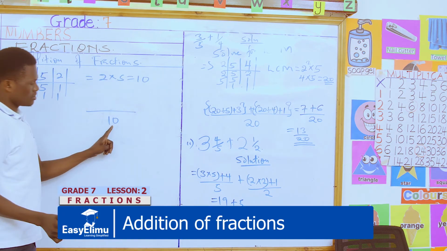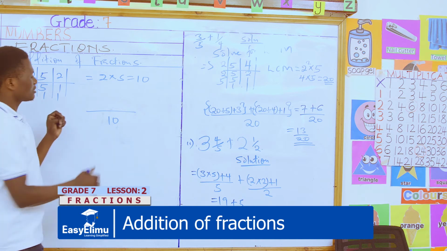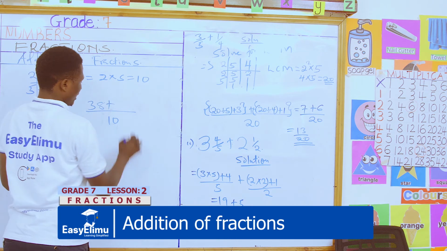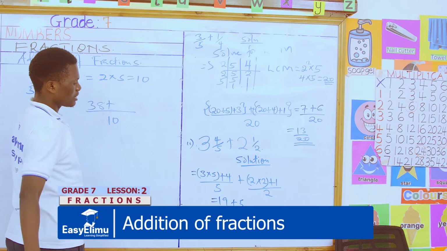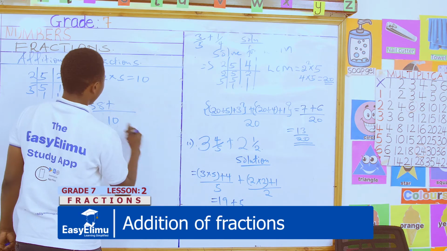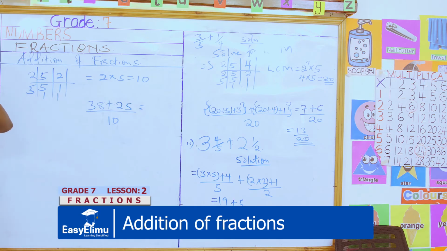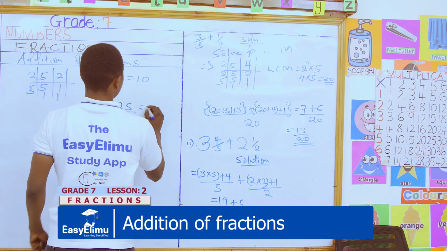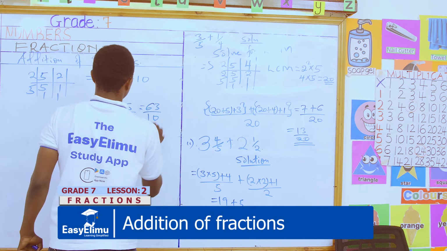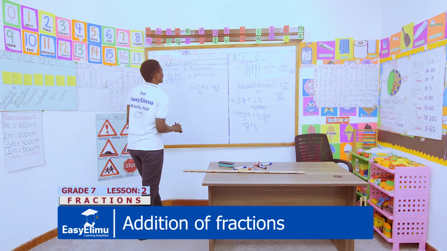5 into 10, 2 times 2 by 19, that is 38, plus 2 into 10, 5 times 5, that is 25. So if you add 38 and 25, you will get 63 over 10. Yeah, you get 63 over 10.